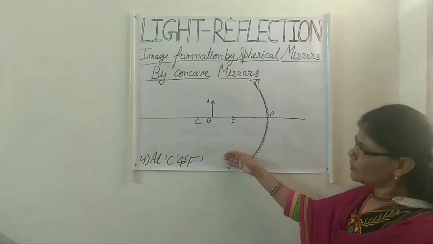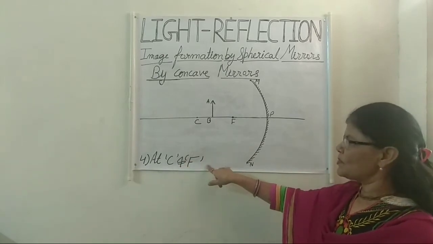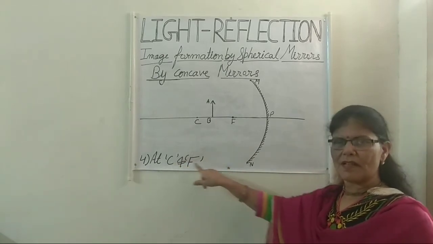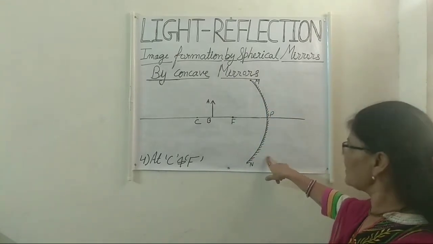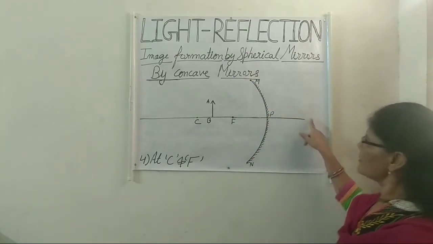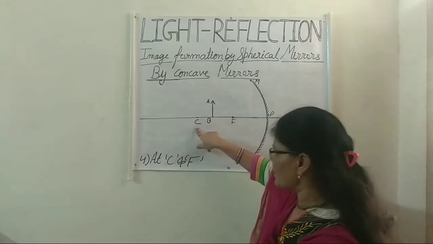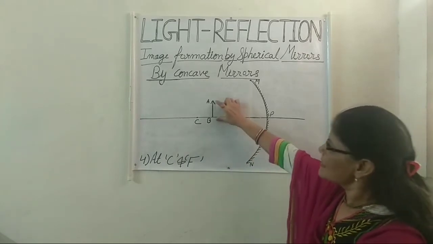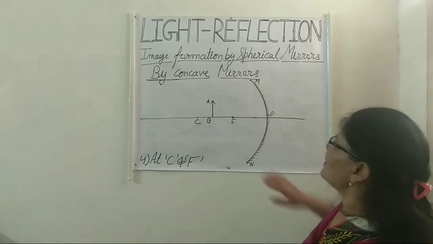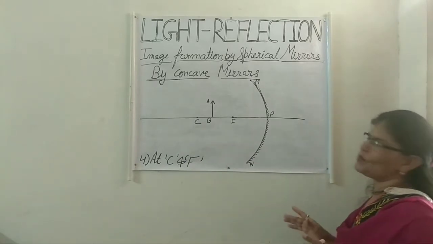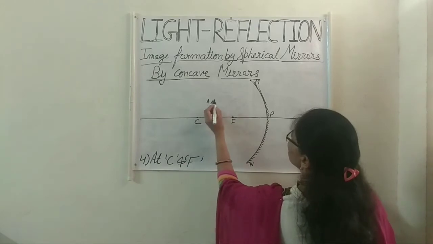The fourth case, when the object is between C and F, that is, between the center of curvature and the principal focus. So again here we have a concave mirror. This is the pole of the mirror. This is the principal axis. This is the principal focus, and this is the center of curvature. Our object is this A, B, which is between C and F. Again here, out of the 4 rules, we can use any 2 rules. So let us start with the first rule.